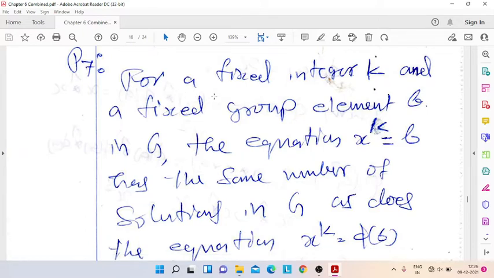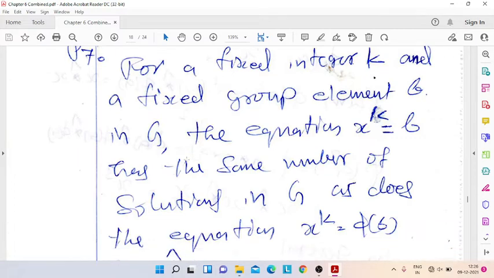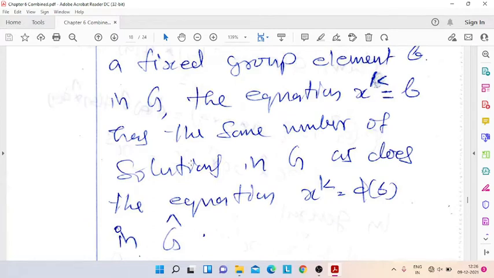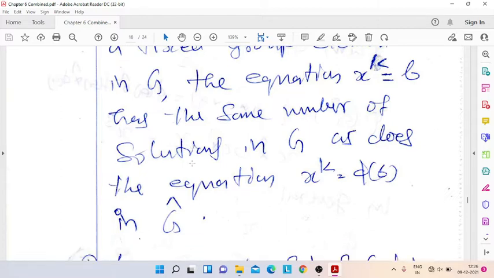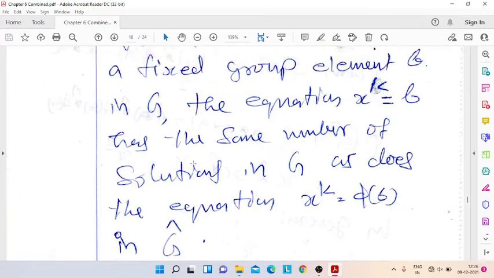See, the statement is for a fixed integer k and a fixed group element b in G. The equation x raised to k equal to b has the same number of solutions in G as it does for the equation x raised to k equal to phi b in G cap, the second group, which is the isomorphic image of the first group.